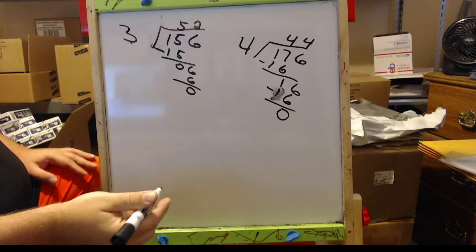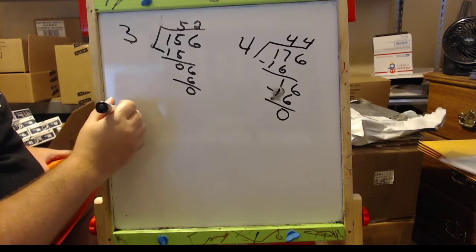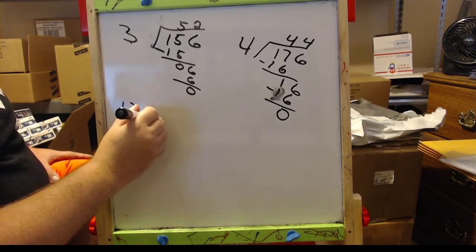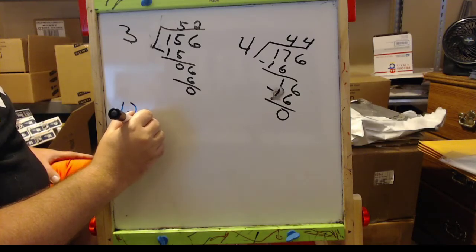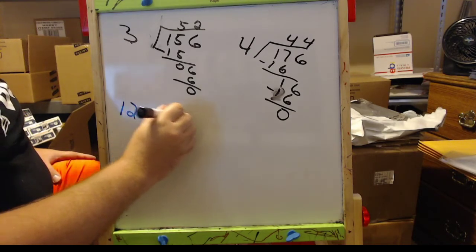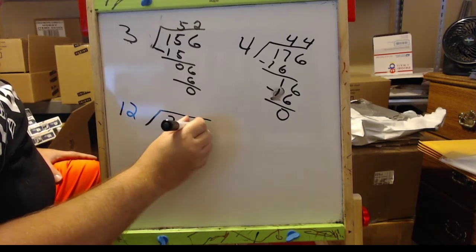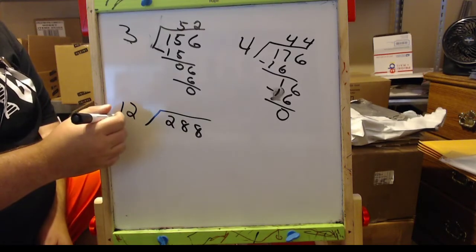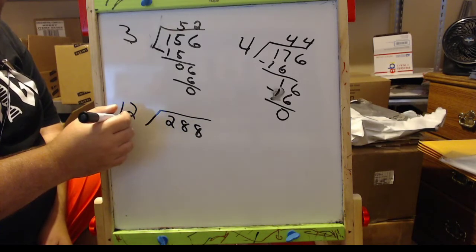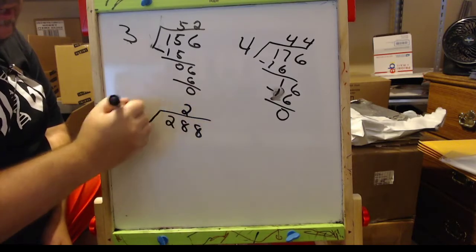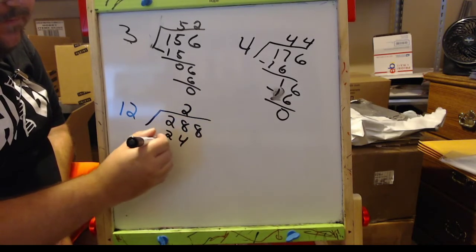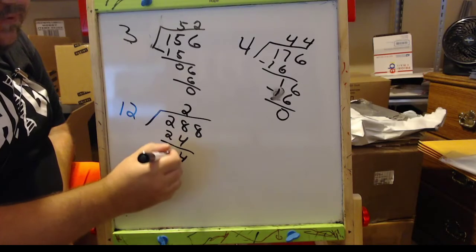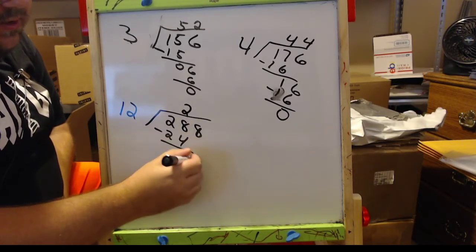Now, what if we have a bigger digit out here? What if we have something like 12 and we want it to go into, let's say, 288. I don't know, let's try that. Okay, so it's the same principle. 12 doesn't go into 2. 12 does go into 28 2 times. 2 times 12 is 24. We're left with a 4, subtracting it, and 8, 48.